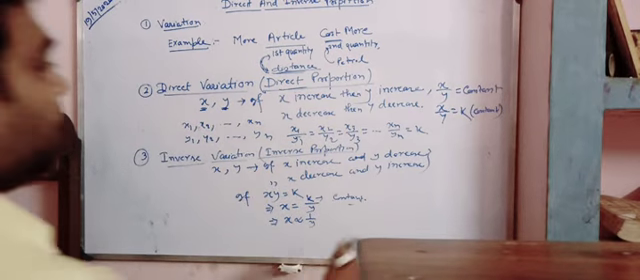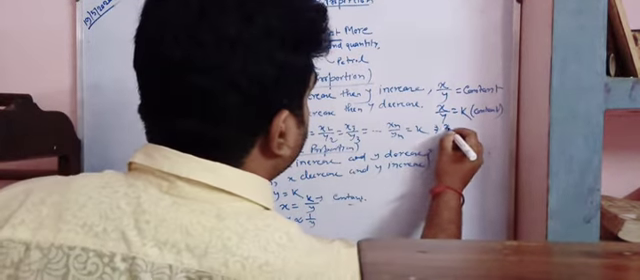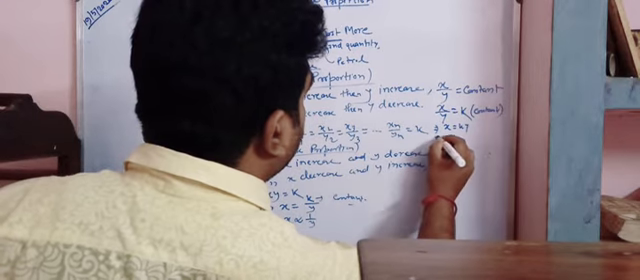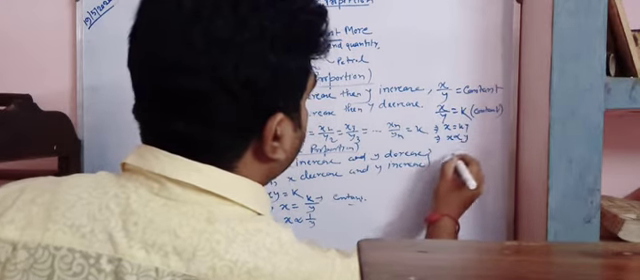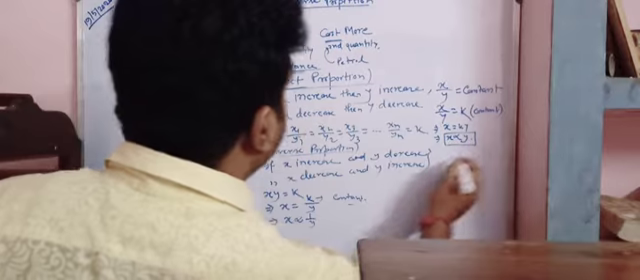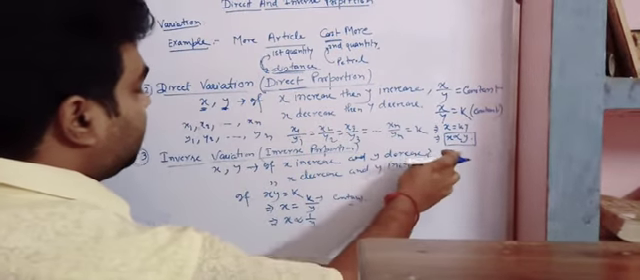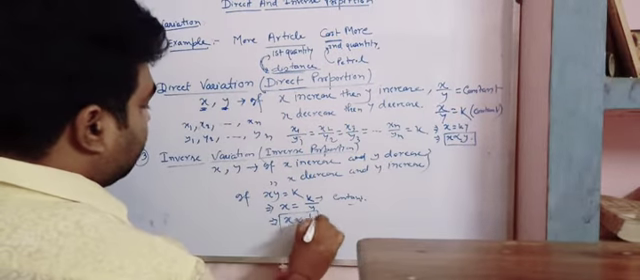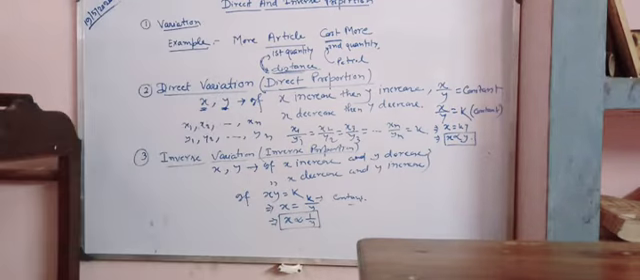And from here, we can easily say that x is equal to ky. That means x varies as y. So direct proportion can be written like that, and inverse proportion can be written like that. So that we have to remember. So that is my inverse variation.